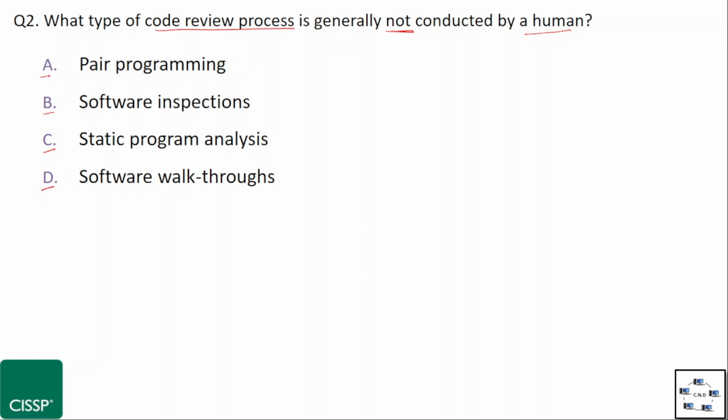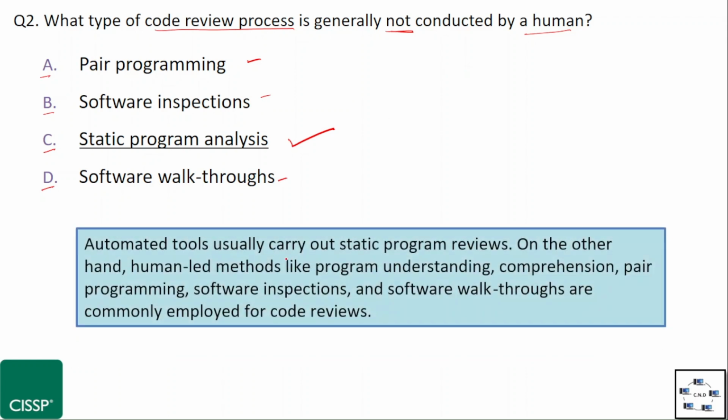So the correct answer, the software testing technique which is not done by humans and is done through an automated tool, is option C, static program analysis. So the pair programming, software inspections and the software walkthroughs are actually done by humans manually, while the static program analysis is done through automated tools. So automated tools usually carry out static program reviews. On the other hand, human-led methods like program understanding, comprehension, pair programming, software inspection, and software walkthroughs are commonly employed for code reviews.